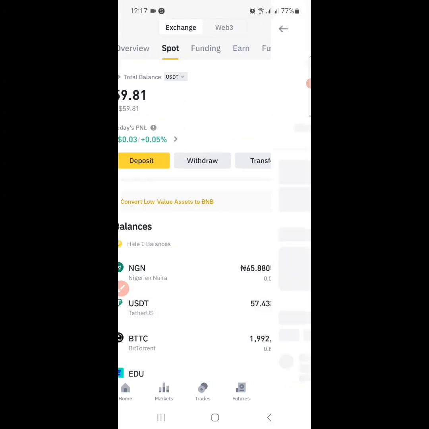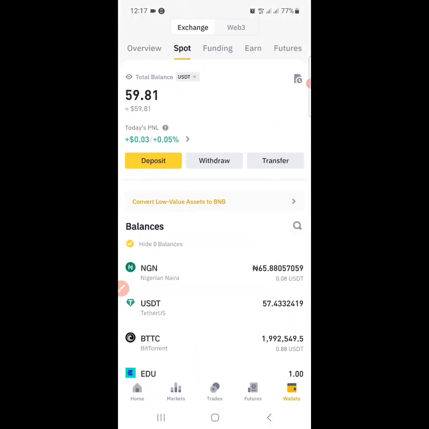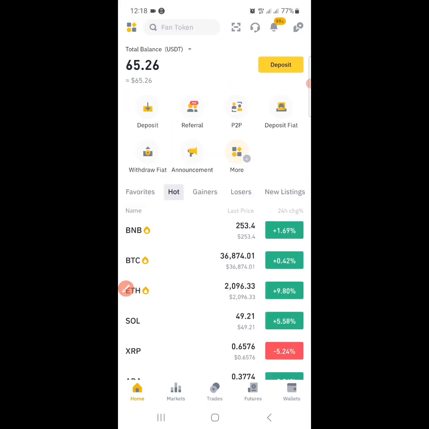The reason why we perform crypto arbitrage is just for us to make profit. So what we do is we buy cryptocurrency at a very low price, then we sell it at a higher price on another exchange. So that is what crypto arbitrage just means.